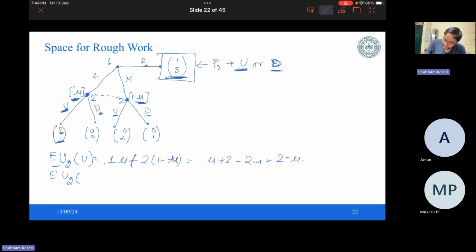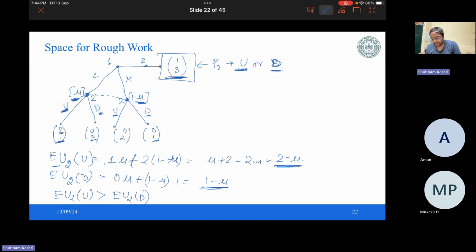So for this case, when he is playing D, his expected utility will be 0 times mu plus 1 minus mu times 1. So this will be 1 minus mu. Now, you see that this utility is always less than this utility. So the expected utility of playing U is more than the expected utility he is getting when playing D. Is that all right?